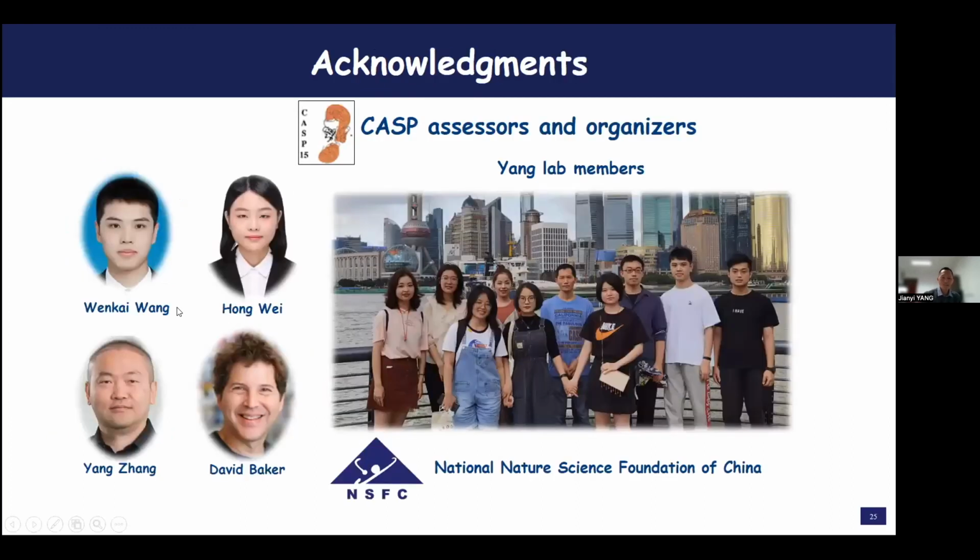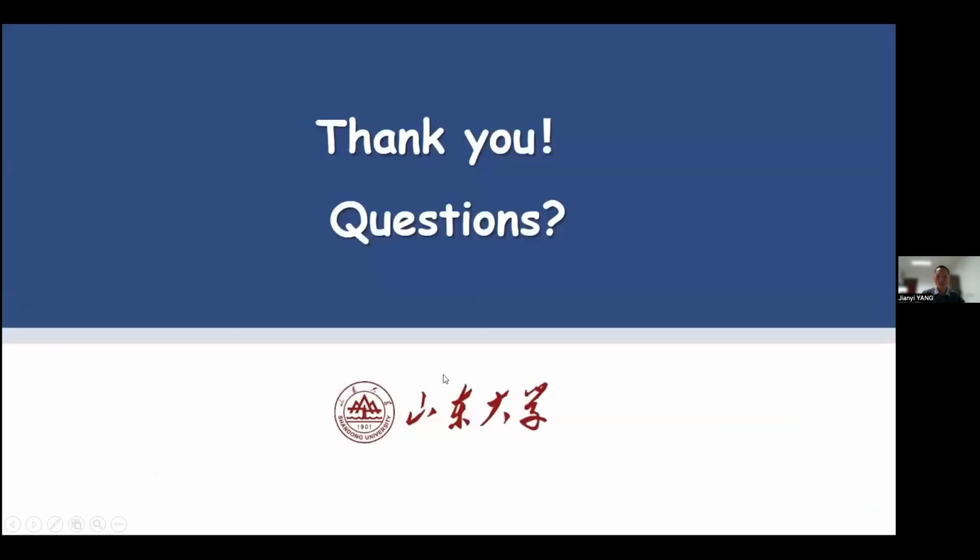Finally, I want to thank two of my PhD students who helped in developing the monomer method, and Weihong for the pattern, MSA pattern for one target. And also my previous supervisor, Yang Zhang, and my collaborator, David Baker. Finally, these are my lab members and also the funding from NSFC. Okay, thank you all.